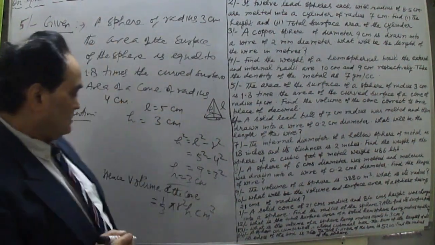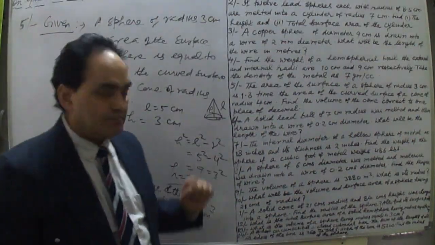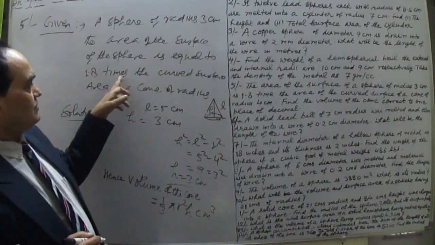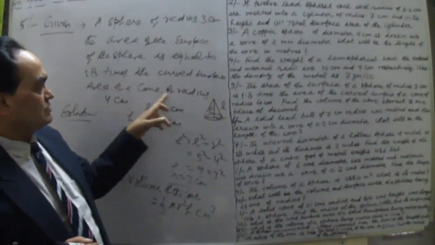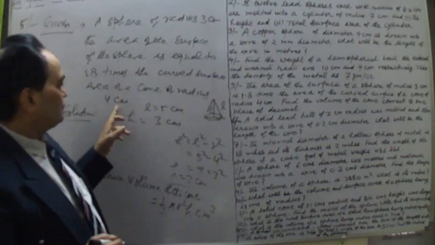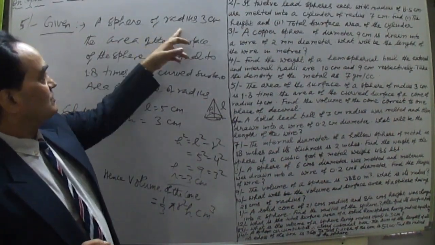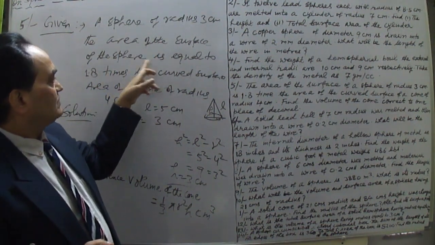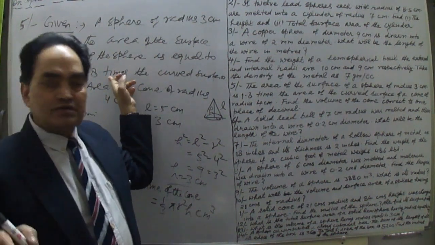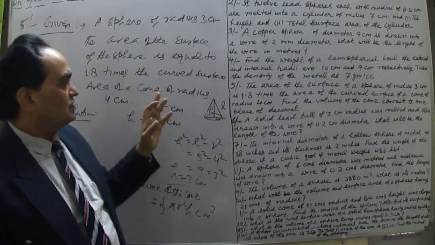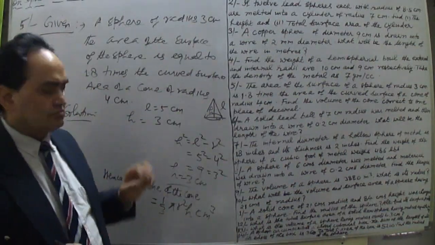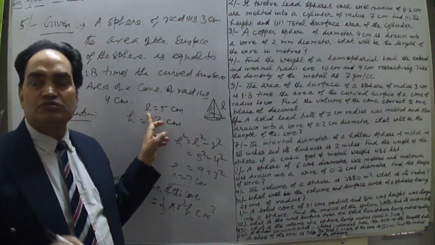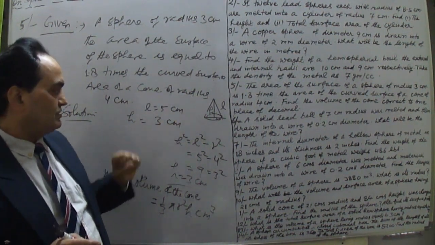Yes, friends. I am taking question number 5, in which we have: the area of the surface of a sphere of radius 3 centimeter is 1.8 times the curved surface area of a cone of radius 4 centimeter. This was the question we were doing, and then we calculated the slant height, because slant height was not given, which is 5 centimeter.